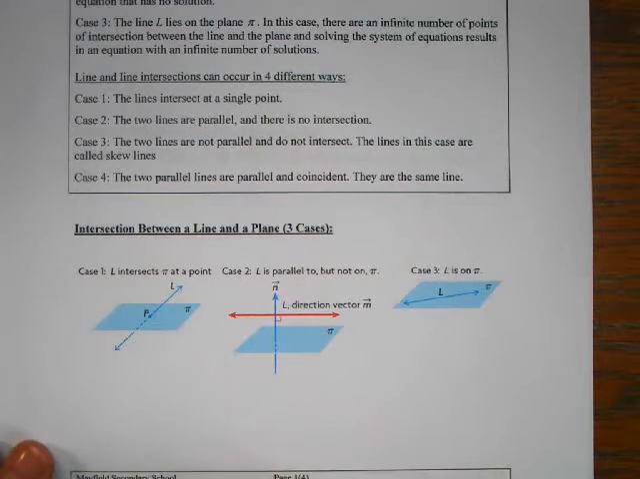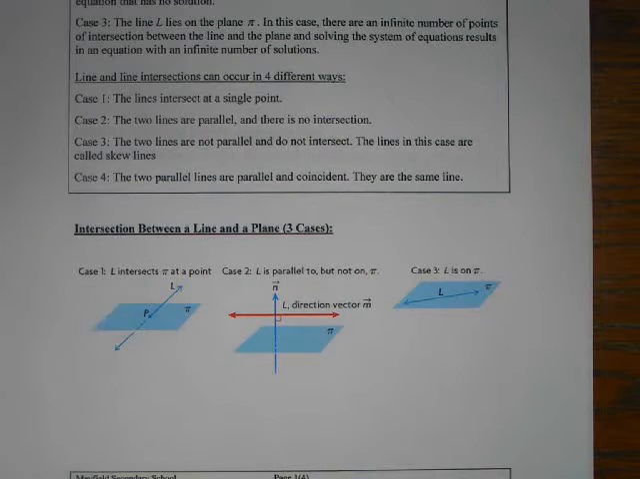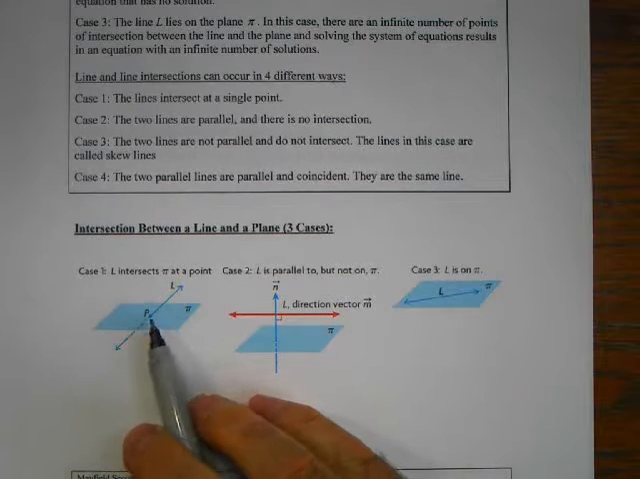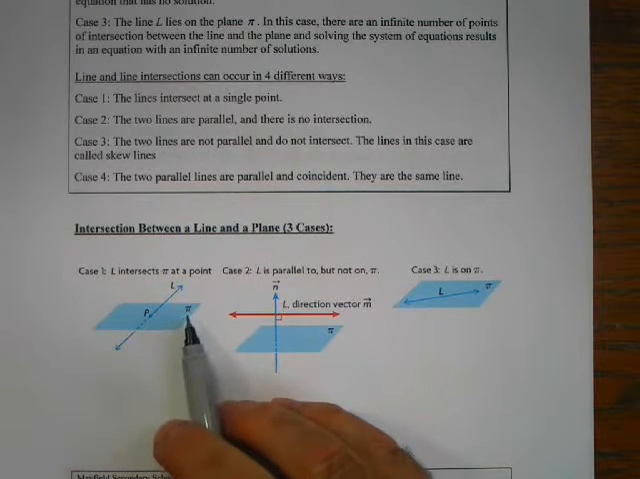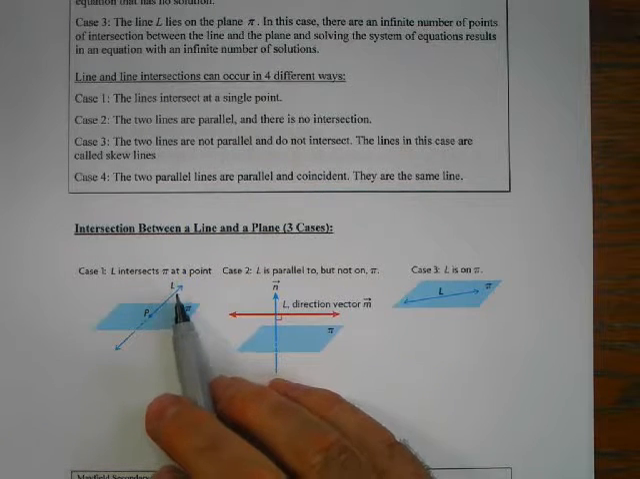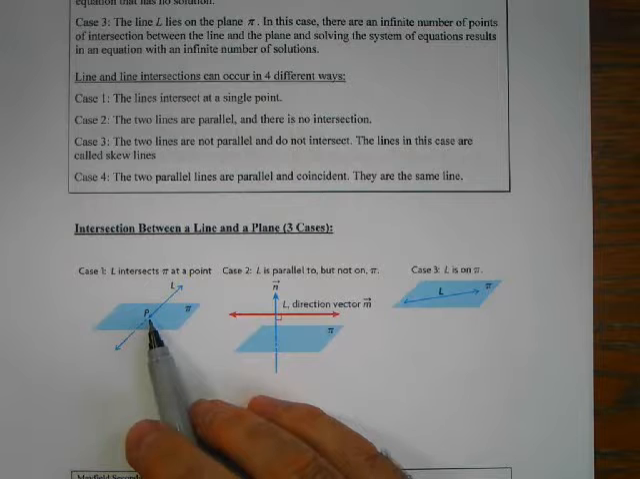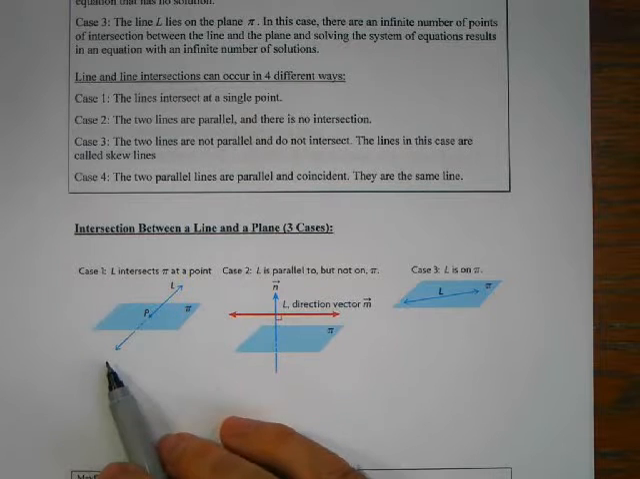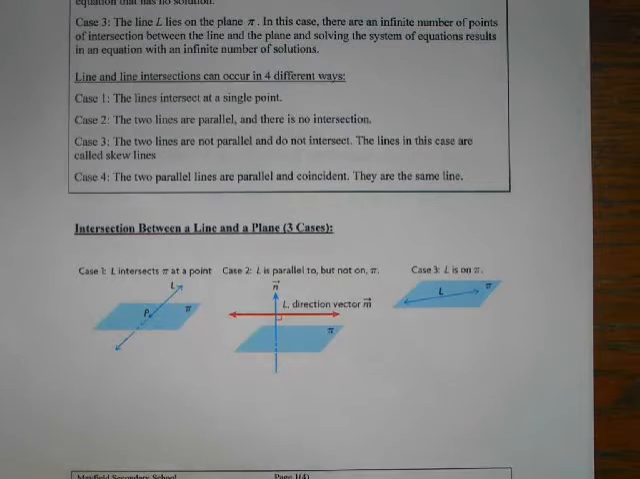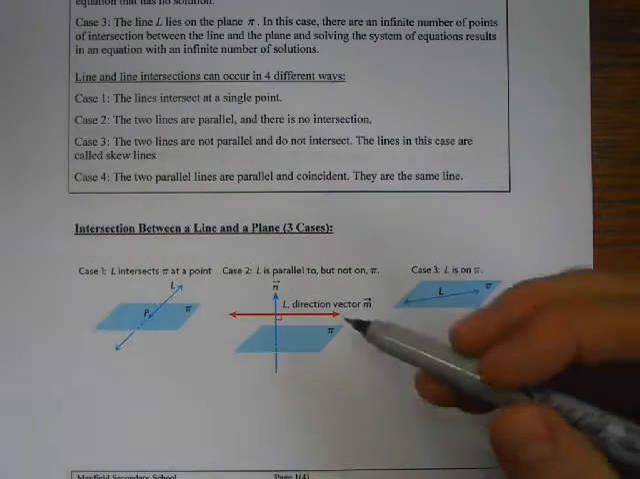So if I looked at a plane and a line, how might they intersect? There's actually three possible cases. Case number one, the line intersects the plane at a point. So there's our parallelogram plane pi, and the line actually goes through the plane and intersects at point P. You can see the dotted line that's actually below the plane. So that's a pretty common situation.